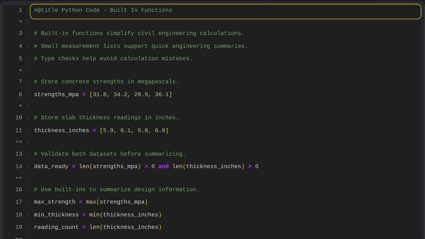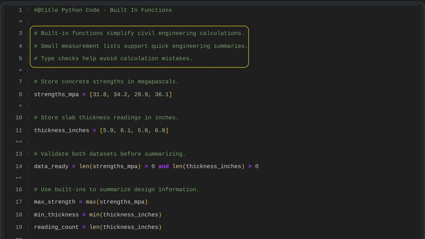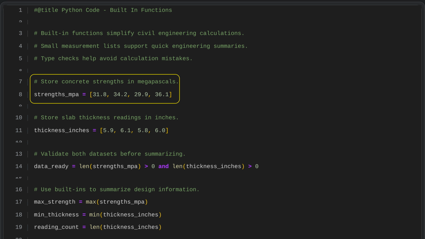Python code, built-in functions. Built-in functions can make civil engineering calculations faster and more reliable. They help summarize small sets of measurements quickly, while type checks reduce the risk of calculation errors. We store concrete strength measurements in megapascals as a list of sample values. This makes the data easy to analyze for common engineering tasks, such as calculating averages or finding the maximum strength.